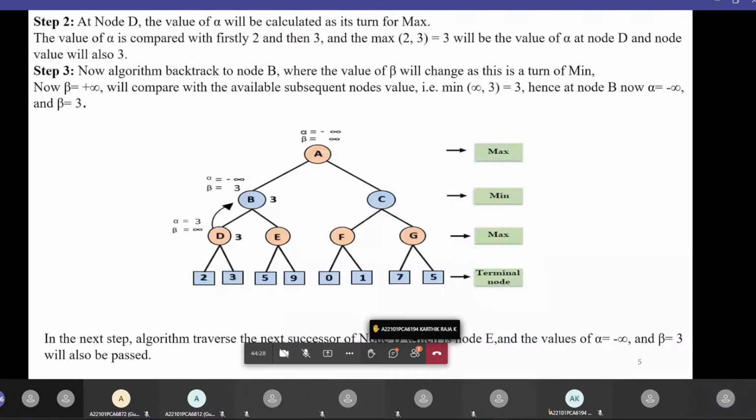The alpha beta values pass from the top to the bottom. At E, what is alpha's value? Minus infinity. What is beta's value? Plus infinity. And here, when the value comes, alpha is minus infinity and beta's value is 3.